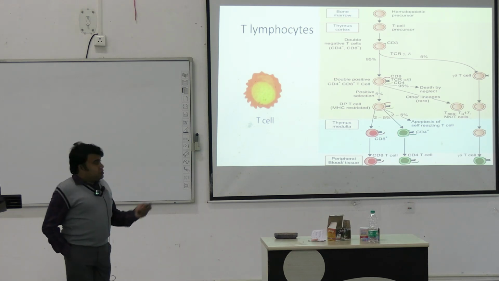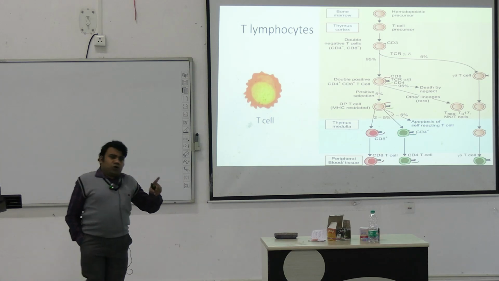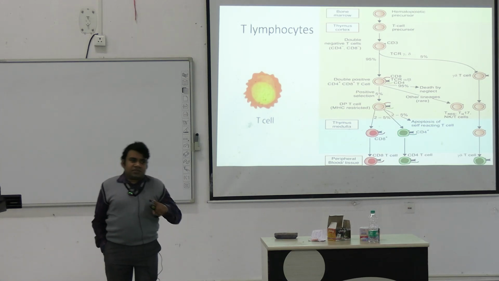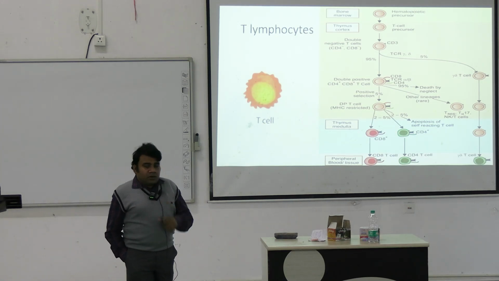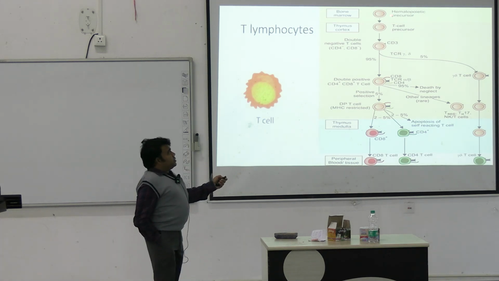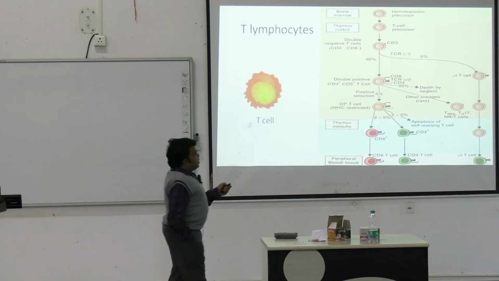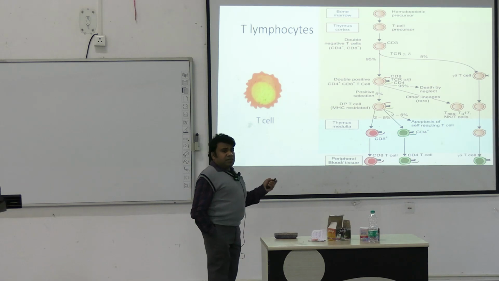Now look at this picture and I'll explain. Previously I have already told you about the positive selection and negative selection that happen in the thymus. Now let us look at the process. From the bone marrow, the hematopoietic precursor cell moves to the thymus. There it becomes a thymic precursor cell. Now this cell is called a double negative, which means it has neither a CD4 marker nor a CD8 marker.